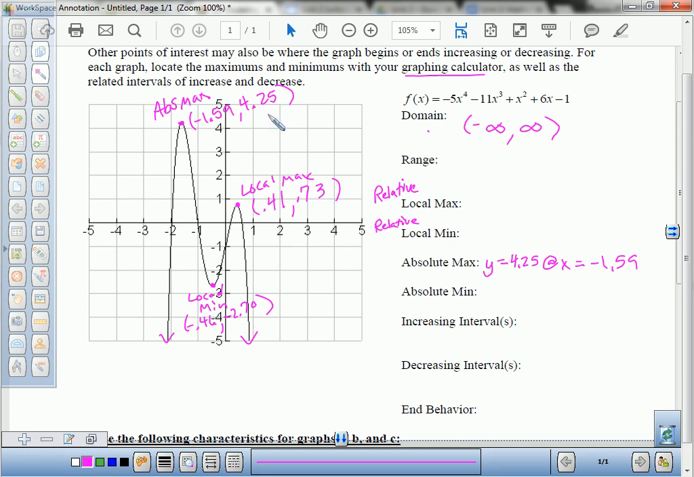Yes, ma'am? Does it matter if I had negative 1.6 instead of negative 1.59, or does it have to be precise? Okay, on our test, whatever number of decimal places I ask, it should be rounded to that nearest decimal. So if I say to the nearest hundredth, then that should match my answer here. Well, because this one is a count, you took it on its own. It didn't say. It wasn't specific.